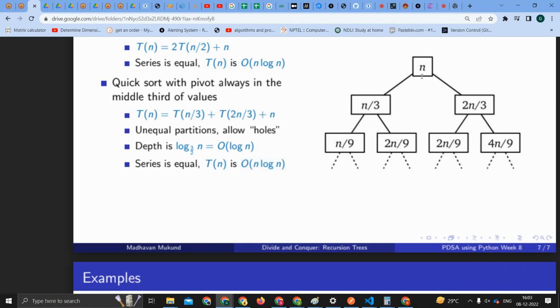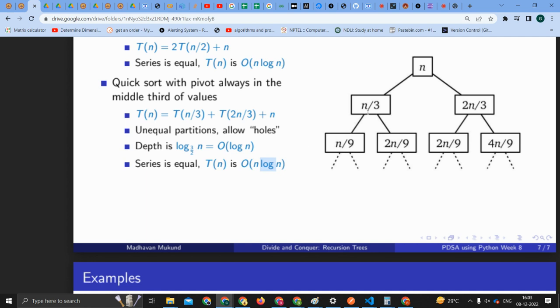One more thing, Uma. If you have a case like this, look at the depth. The depth is log base 3 by 2 of n. So the complexity here is n log base 3 by 2 of n. Just come again on that.